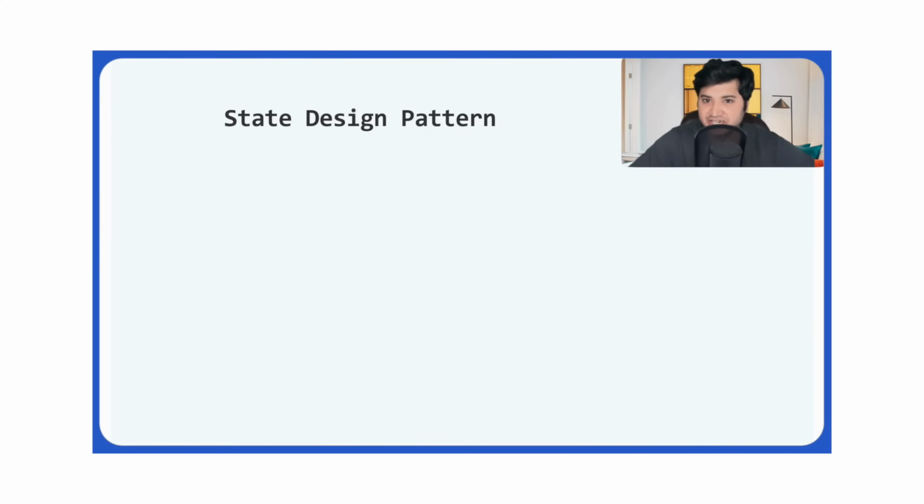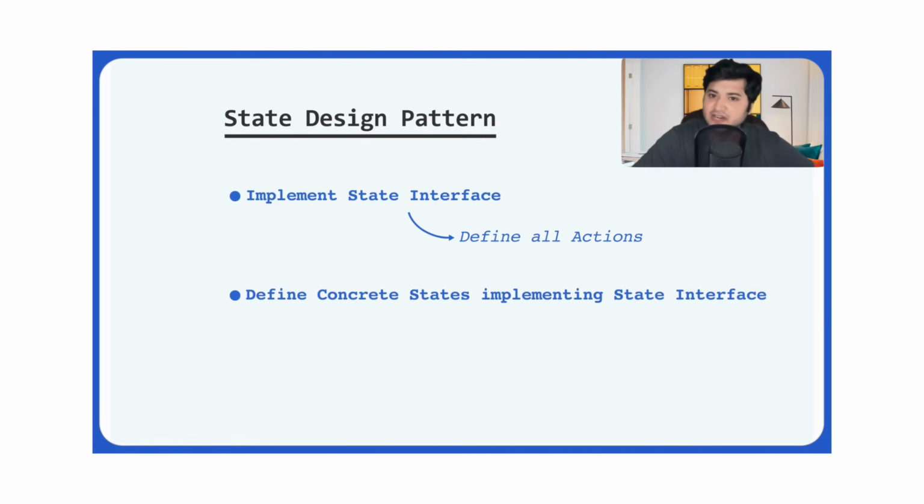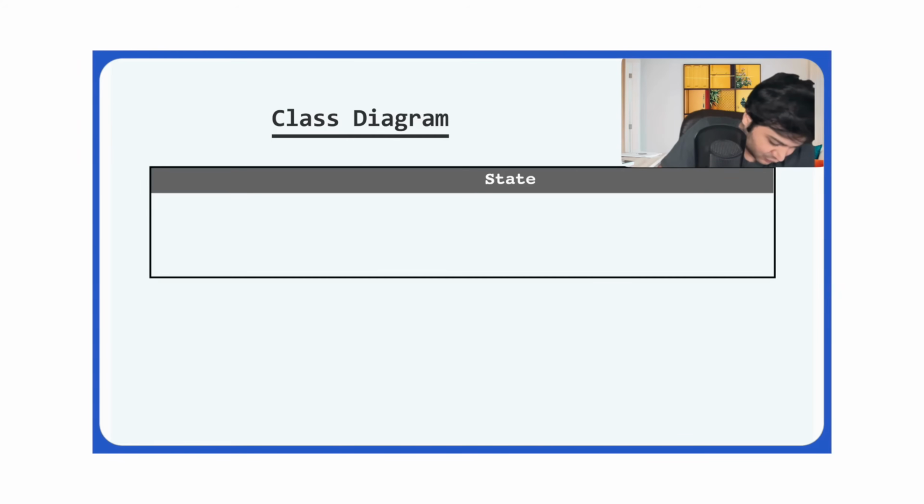Now let's see what state design pattern says. So in state design pattern, we are first going to implement a state interface, which will define all the actions that we are going to do. Then we'll define all the concrete states that will implement that state. Okay. So state, it is going to be an interface. And of course, now we are going to define all the actions.